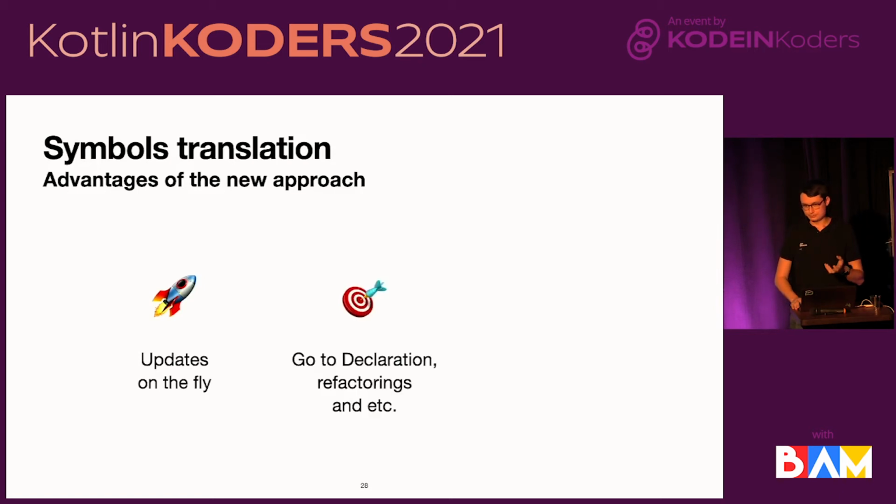Also, because symbols contain all the information about declarations, we know where we need to go to find this declaration, also in the Kotlin file. That allows us to support proper language features, like go-to declaration and refactoring. Basically, what I showed in the demo, that's how it renames everything at once.